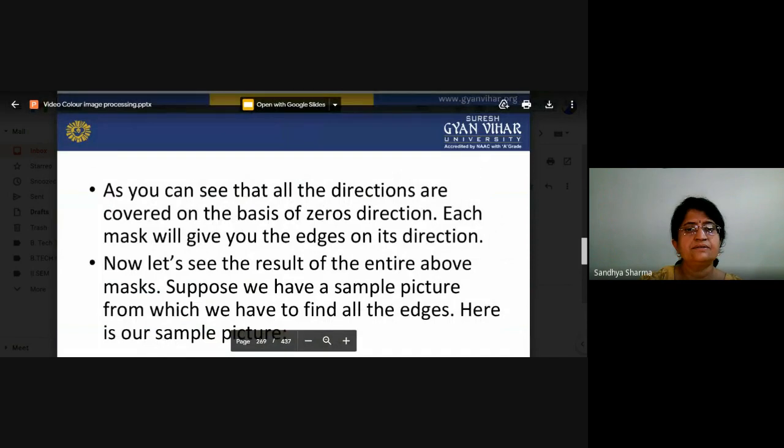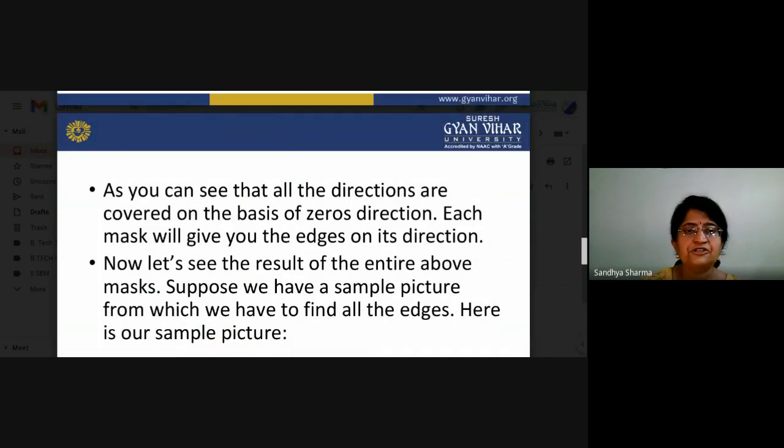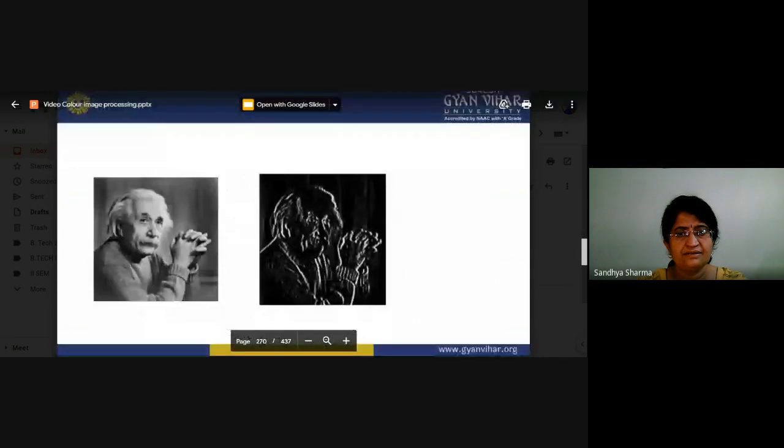So as you can see, all the directions are covered on the basis of zero direction, so each mask will give you the edges in its direction. Now we will see a sample picture from which we have to find all the edges. So you can see here this one.